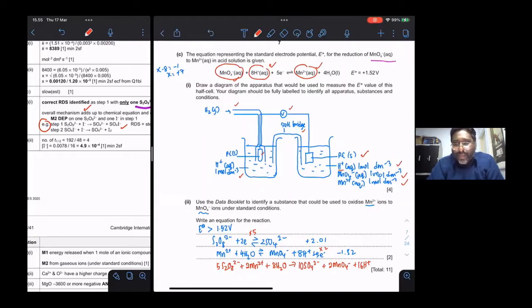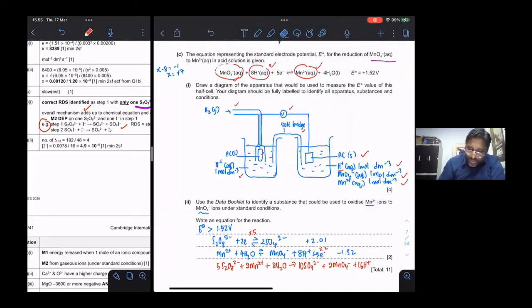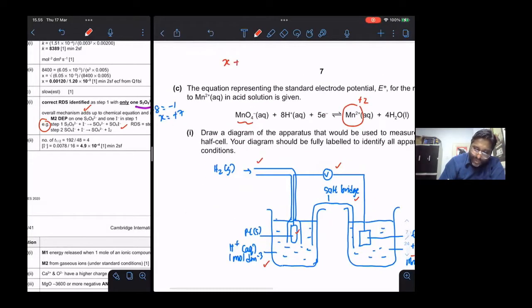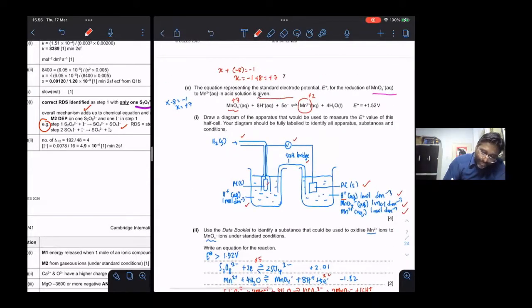Now, the next question is, use the data booklet to identify a substance that could be used to oxidize Mn2 plus ions to MnO4 minus ion. So we want to oxidize this structure. So let's actually look at the entire oxidation number first. If you look at the oxidation number over here, this is +2. The oxidation number of this you can calculate, which is x plus -8 equals to -1, x equals to -1 plus 8, it's going to be +7. So you can see that they want you to oxidize. If they want you to oxidize, it means in this case +2 to go to +7.